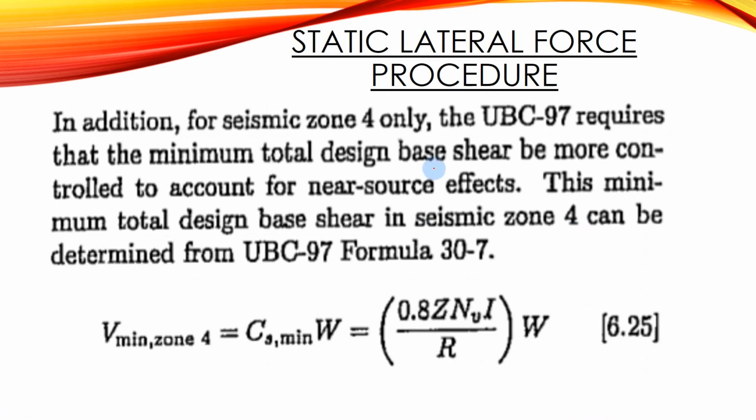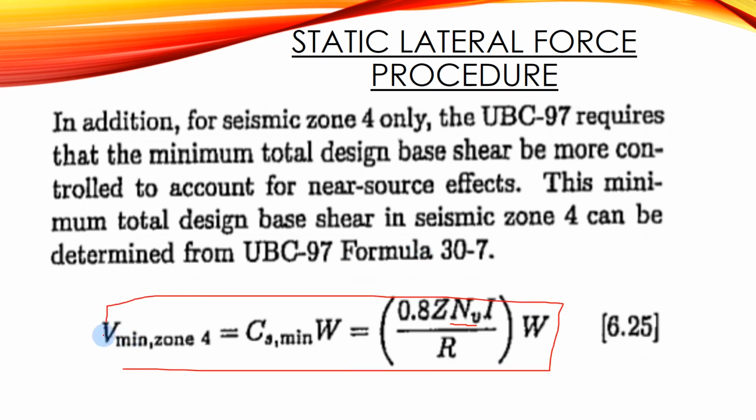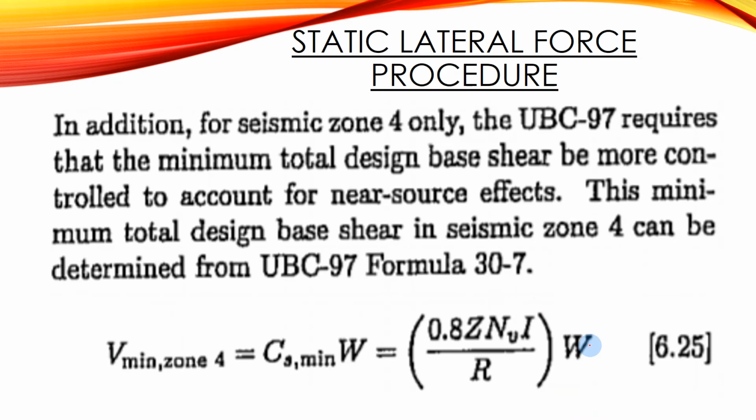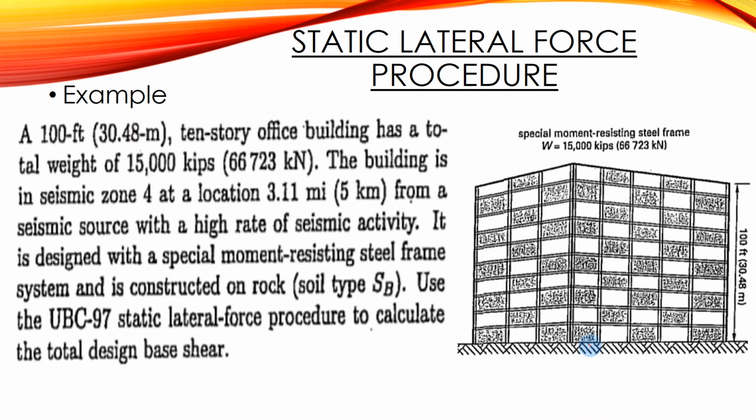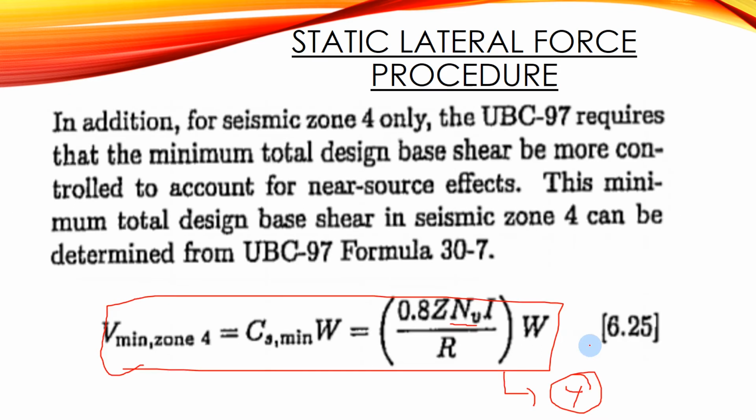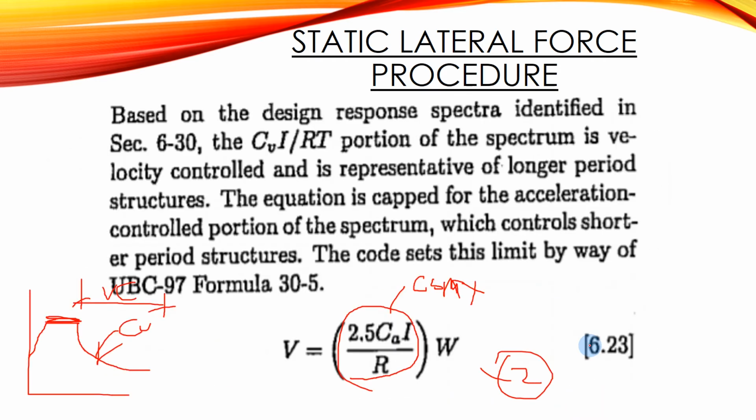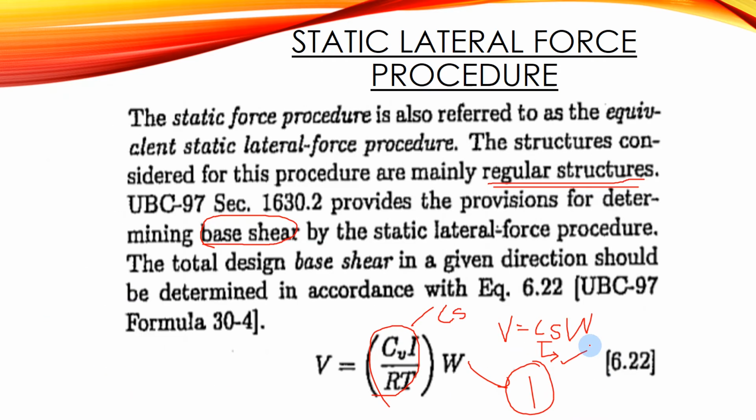In addition, for seismic zone 4 only, the UBC 97 requires that the minimum total design base shear be more controlled to account for the near source factor, NV, which is involved in this formula. Okay, so this will be our minimum base shear at zone 4. This is the family from last time of CS. This will be our equation 4. So those are the four formulas you need for determining base shear.